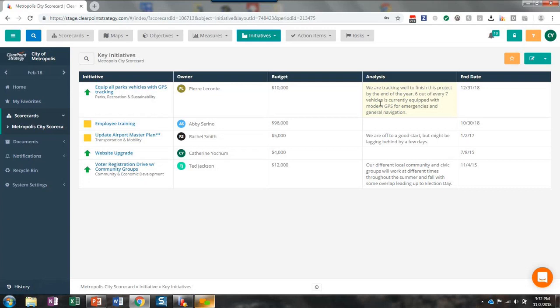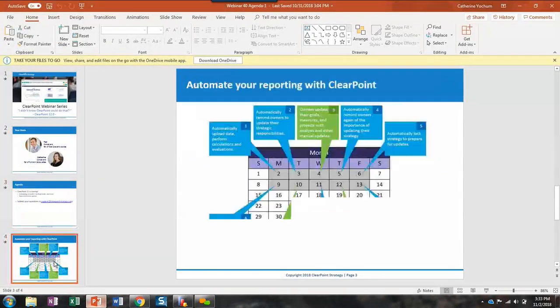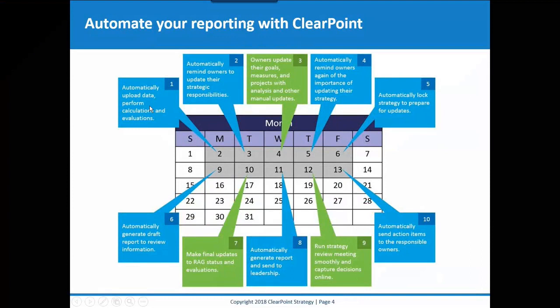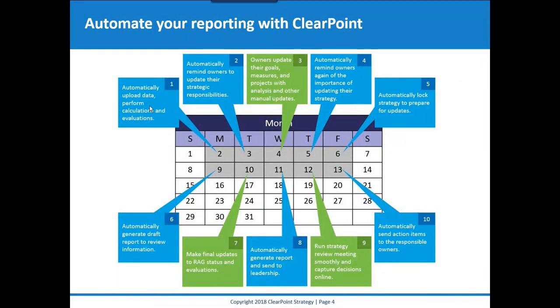Indeed. So we've walked through a lot today, and we just want to recap visually all of the ways that you can automate your reporting process. So towards the beginning of your monthly or quarterly reporting calendar, you can have your data automatically uploading from the data loader and being calculated and evaluated right within ClearPoint. Shortly after that, you can schedule a reminder to automatically remind owners to go in and enter analysis for these updates. And then you can follow up with additional reminders as much as you need to until you lock the system down automatically sometime during that month or quarter.